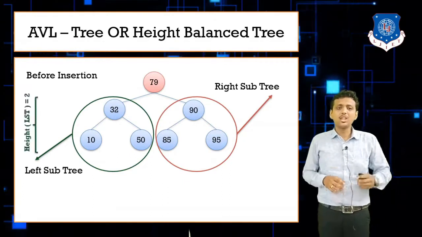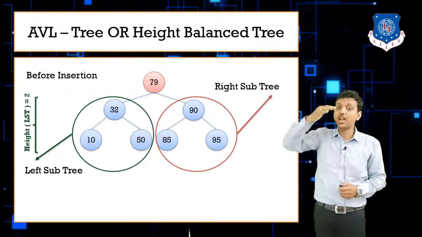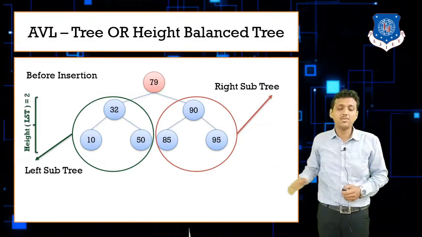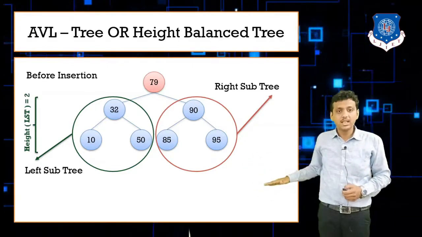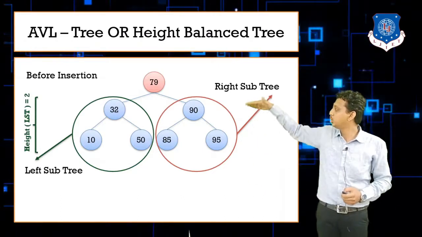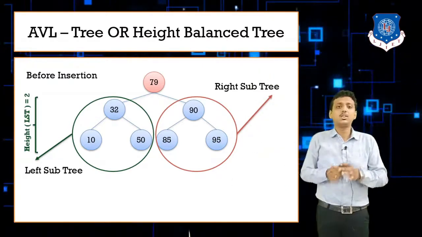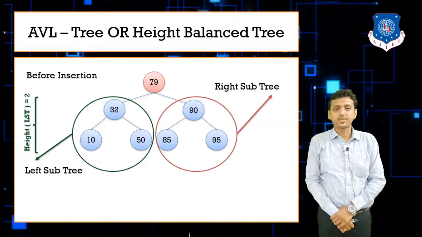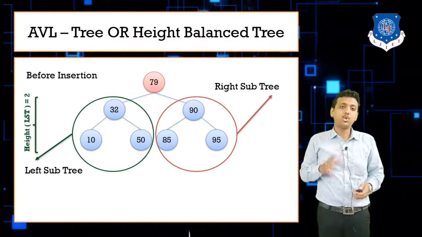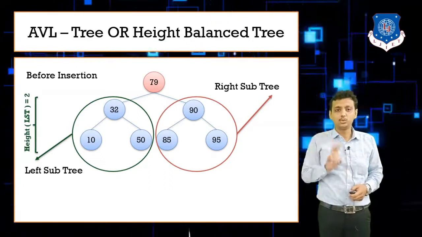So what is the height of the left subtree? If you want to calculate the height of the left subtree, just go from the bottom level of the left subtree. That is 10 and 50, that is 1, and 32, that is 2. So this is 1 and 2. That is the height of the left subtree. So for root node 79, I am repeating, students, the height of the left subtree is 2.